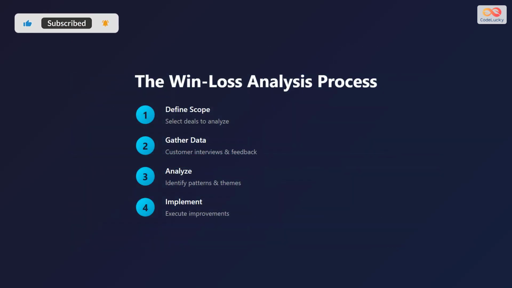The process has 4 main steps. First, define your scope by selecting which deals you want to analyze. Second, gather data through customer interviews and direct feedback. Third, analyze what you've learned by finding patterns and common themes. Fourth, implement improvements based on your insights. These steps create a repeatable cycle that drives continuous improvement.